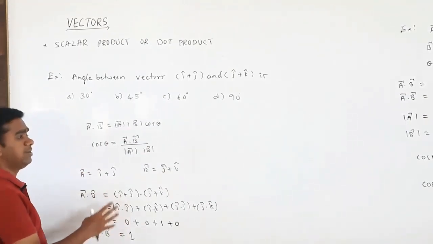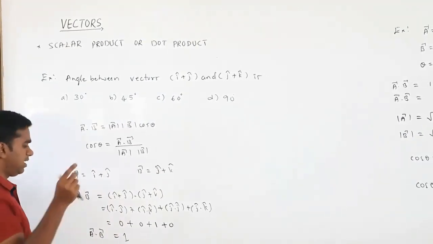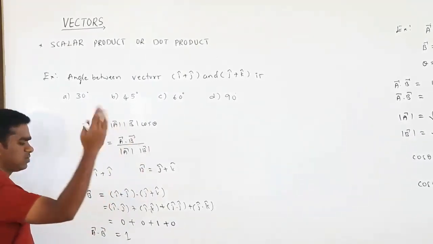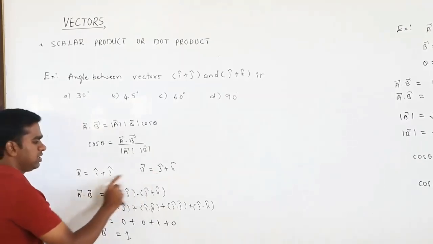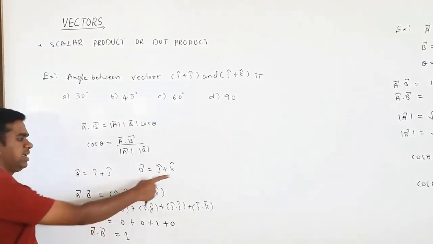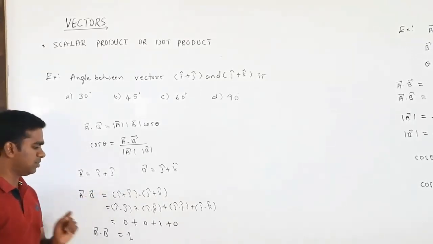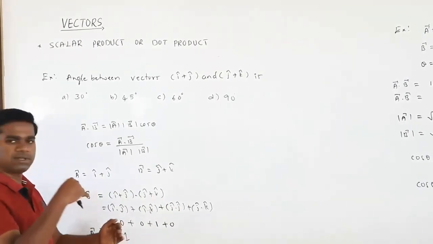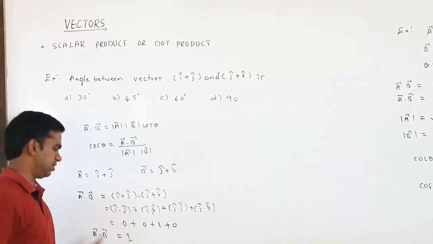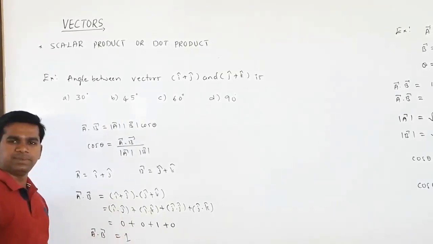So in your competitive exams, no need to do all these things. Directly you have to search I. Okay, I is not there, so forget about I. So j is there. Okay, j dot j is 1. K is here, but on this side K is not there, so it is going to be 0. Like that, you have to. You should be fast in your calculation. No need to do all these things. Okay, it is the beginning. No problem.